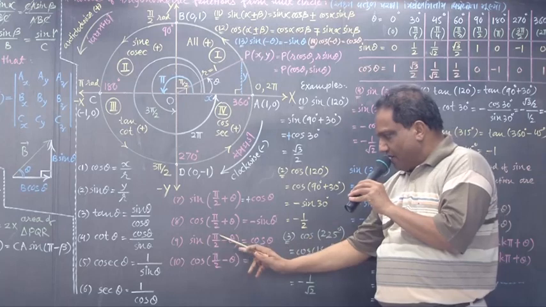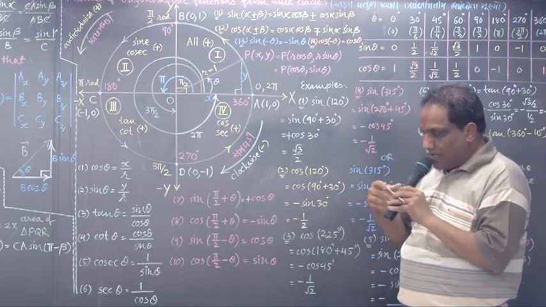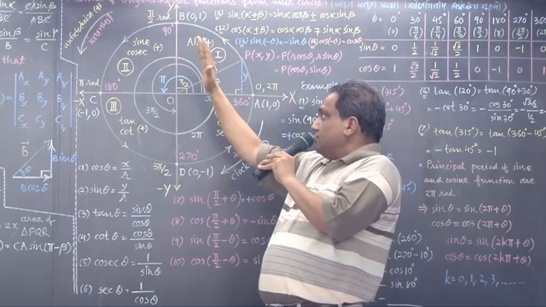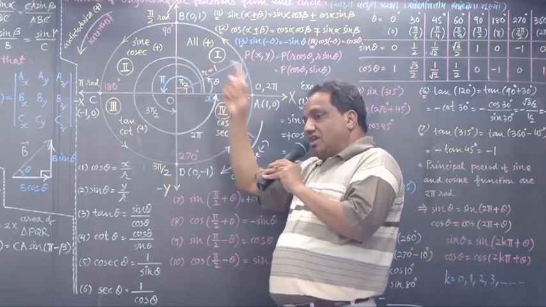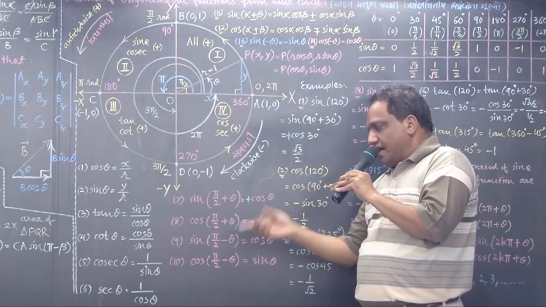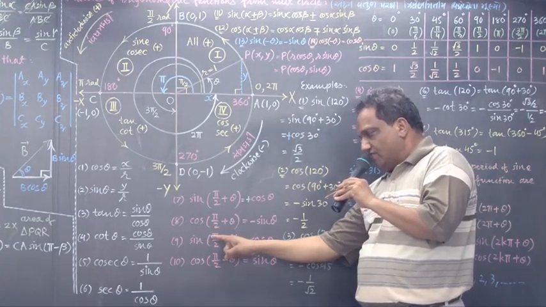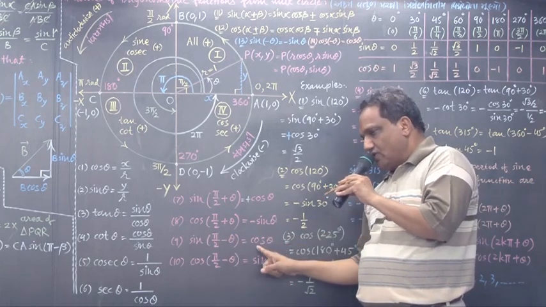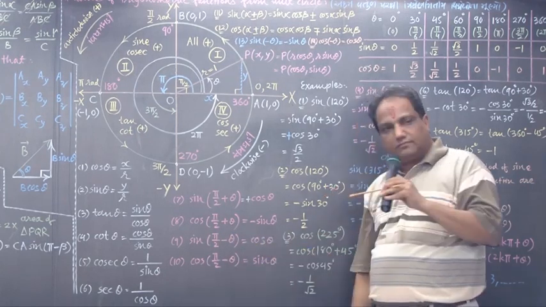Come on, sine of pi by 2 minus theta. Minus means this way, clockwise, so you are in the first quadrant. In the first quadrant, the sine function is positive, so with a plus sign. And tell me, the coefficient of pi by 2 is 1. 1 means odd number, then sine should be converted into cos of theta.